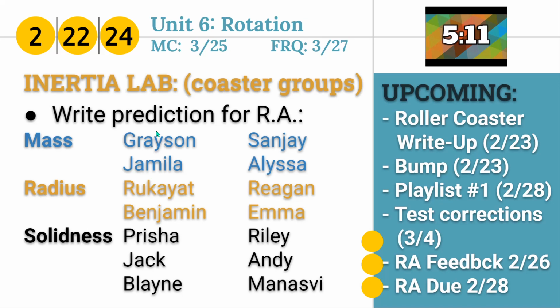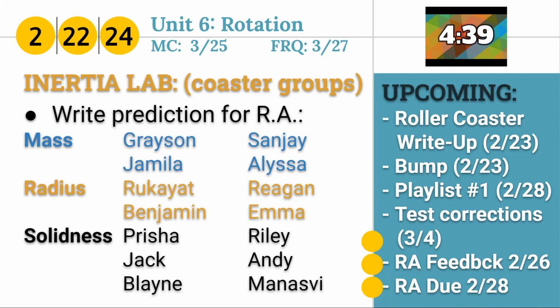For today's RA, for the Inertia Lab, the question at the top of the lab says, what factors affect an object's moment of inertia? There are 3 factors, but you're only testing one of them. Those are the 3 factors listed up here: mass, radius, and solidness. Your group has been assigned one of those factors. You need to find your name, or somebody who was in your roller coaster group, find their name, so you can figure out what your factor is.